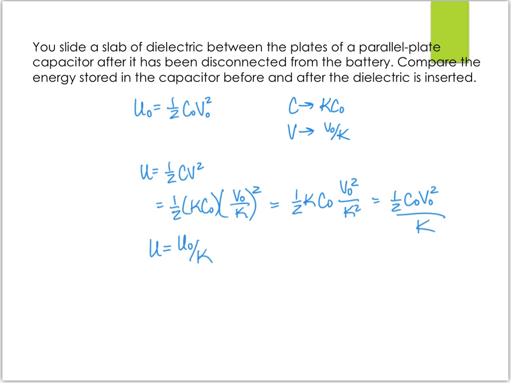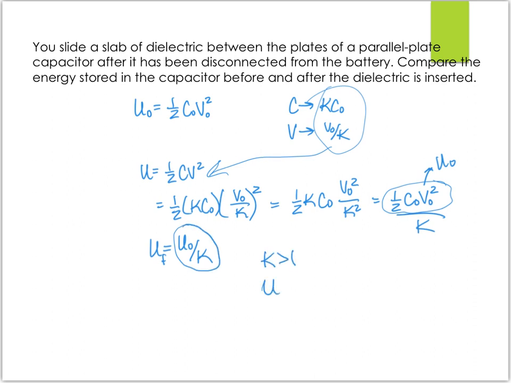So I did the substitution of the changes that I'd expect in this case with the capacitance and the voltage. The capacitance goes up because of the fact that the voltage decreases. If I substitute these values into my expression for energy, you see that I end up with an extra factor of kappa under an expression that really corresponds to the original energy. So the final energy is equal to the initial energy divided by kappa. Kappa is greater than 1, so U final is less than U initial.